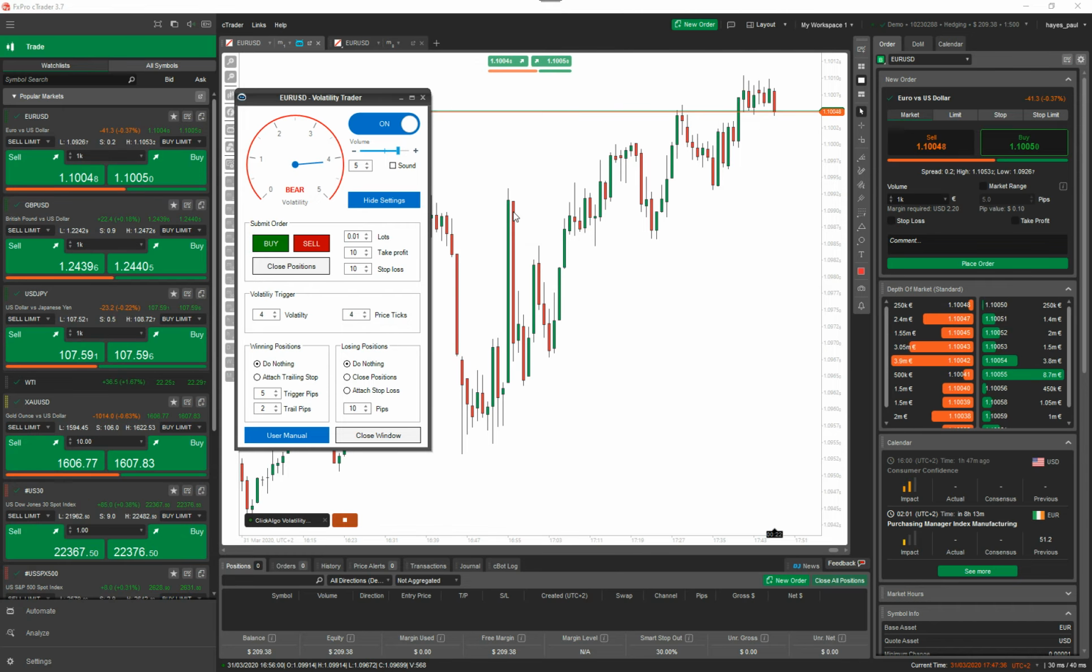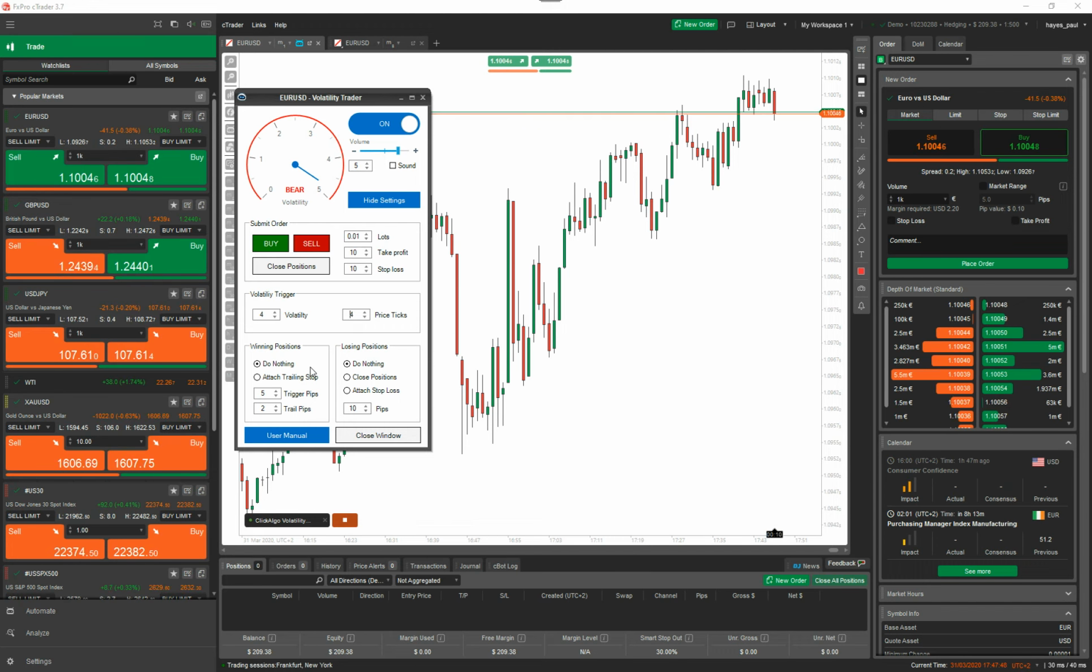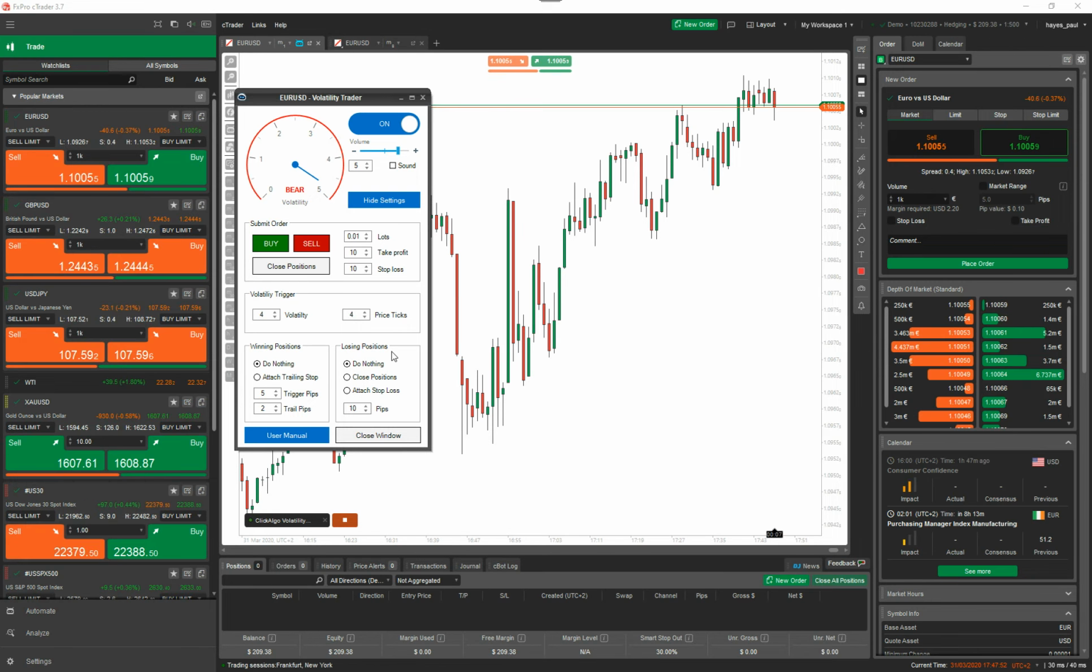So the whole idea of this feature, the winning positions, is to chase the trend with a position which is open in the same direction that the trend is going. Okay, if it was a sell position, it wouldn't attach a trailing stop. If you use this feature over to the right hand side, it says losing positions.